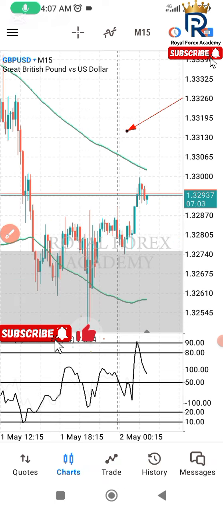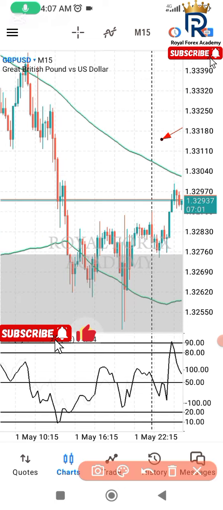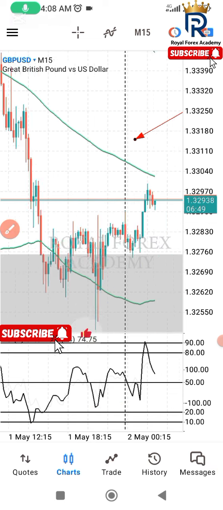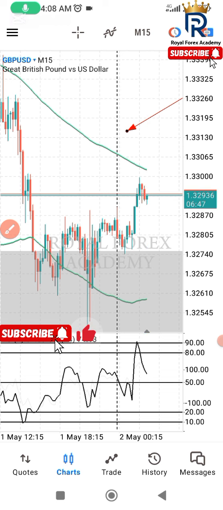Then on a 15-minute time frame, you can see the same thing. 15-minute time frame, here is our divergence. You can see the candle formation that happens here. So this is how exactly we can take advantage of this trade entry.